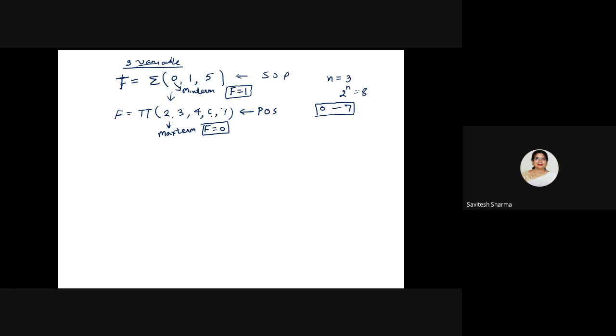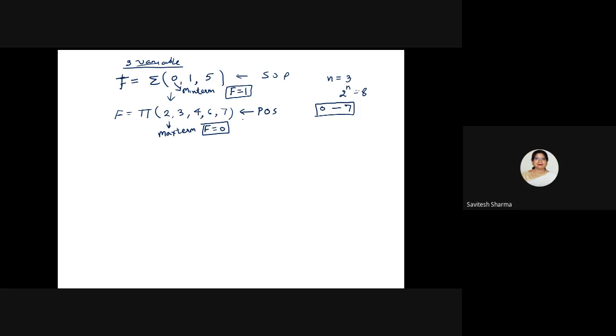I already explained that these are the combinations for which your output is 1, and these are the combinations for which the output is 0. Every time, please remember that for a max term the output will be 0, and for a min term the output will be 1. That's why, while drawing the K-map, if I want the POS form, I will always concentrate on the 0s only.